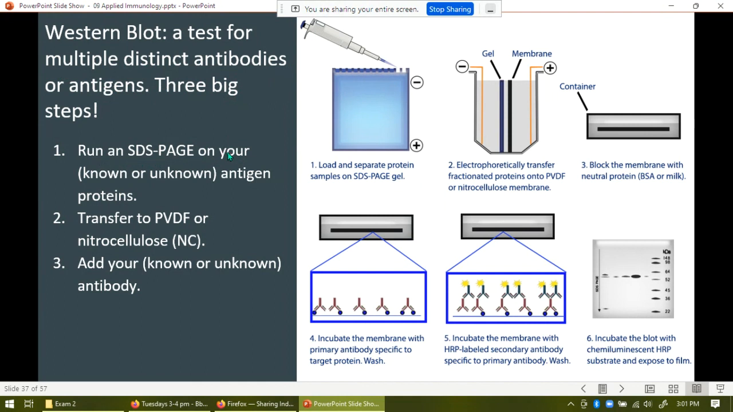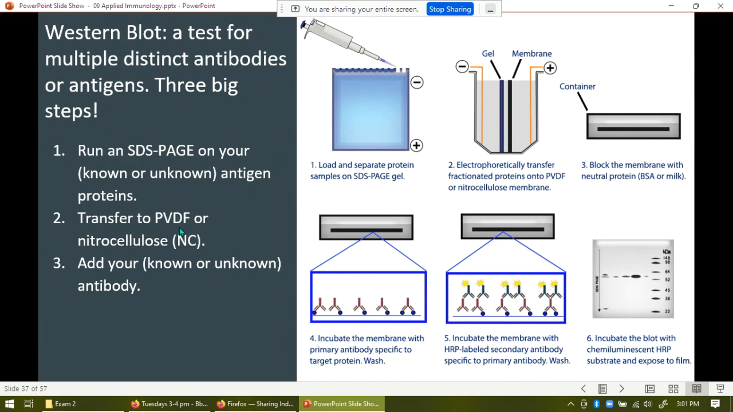First, you run an SDS page on your antigen. Typically, you have a known antigen that you add to the SDS page analysis. So the SDS page gel looks like this. It's actually vertical, and it runs down toward the positive end after you treat it with beta-mercaptoethanol and SDS, right? Giving it a negative charge, it moves toward the positive end.